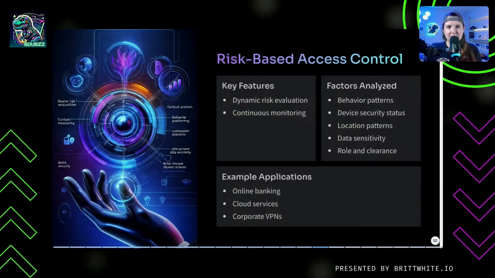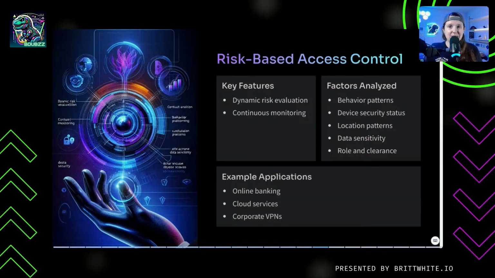Let's think about a few examples here. In online banking, attempting a large transfer from an unfamiliar device triggers higher security measures, maybe a verification code to your phone, or a call to confirm the transaction. Cloud services constantly evaluate both data sensitivity and user behavior, adjusting security requirements if they detect anomalies like unusually large data downloads.